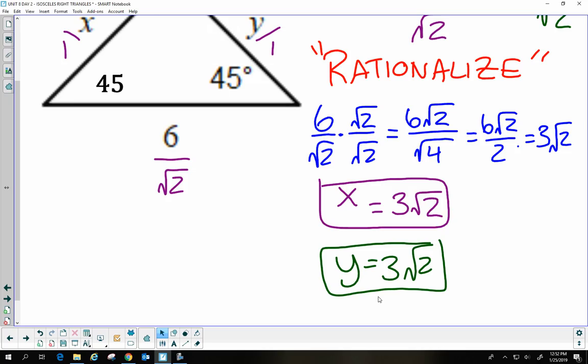Now, I don't expect you to be a pro at rationalizing denominators after that one example. So please, if that was difficult for you, make sure you ask me about it in class and I can show it again and you can ask some more questions.